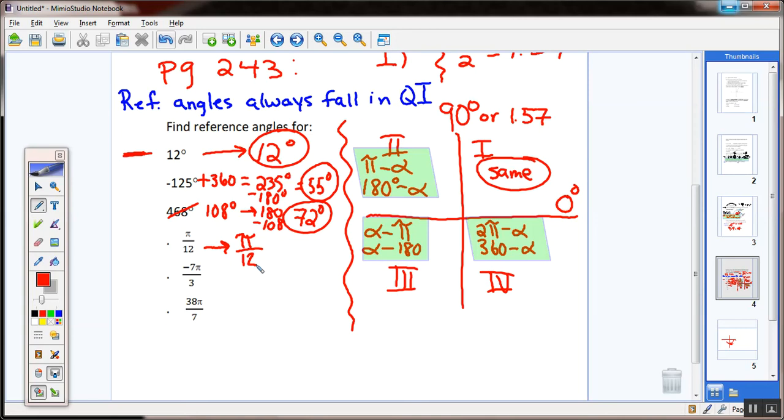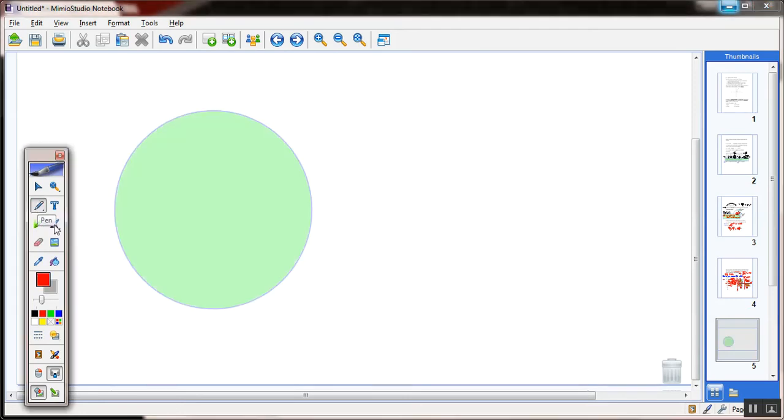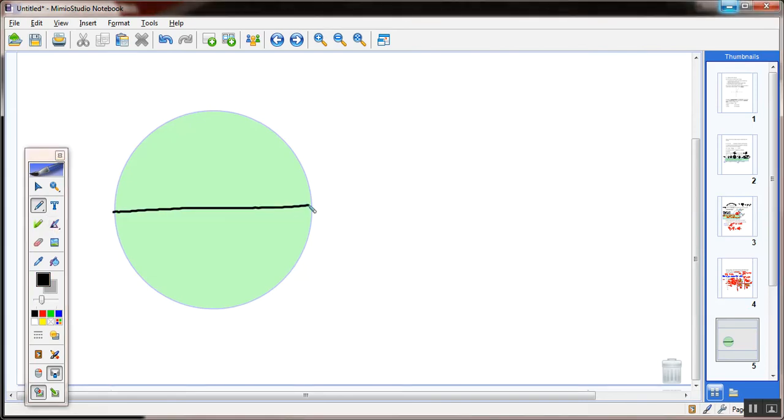This is where things get tricky. Negative 7 pi over 3. I'm going to do some drawing. Is that okay? Okay, how many radians are there in a circle? How many radians in your circle? 2 pi, right? Okay. What are we dealing with? What value right now?